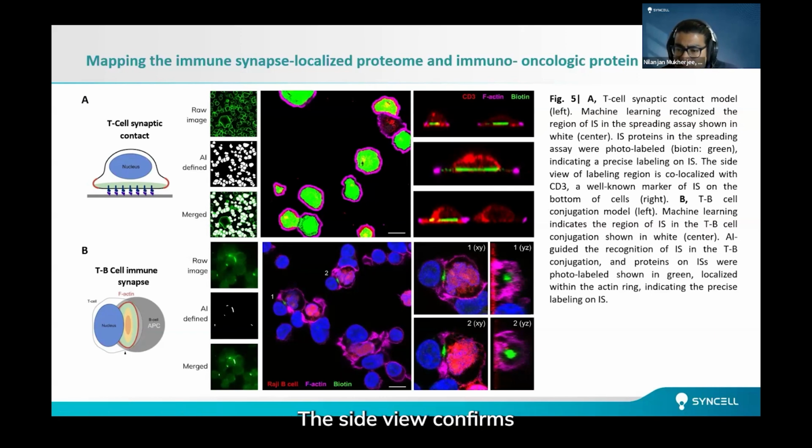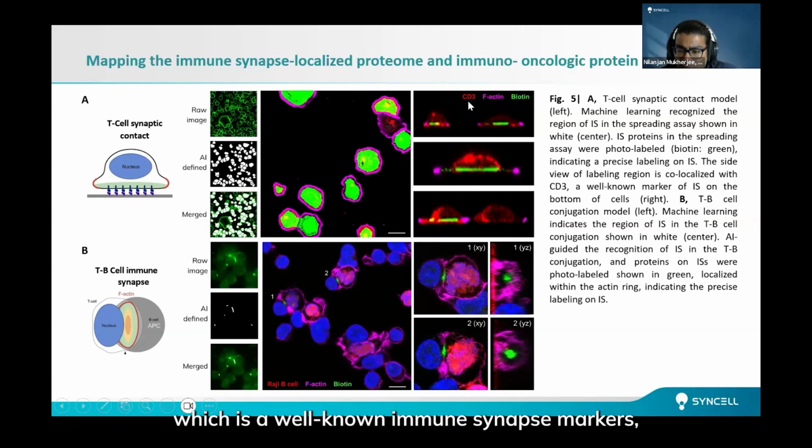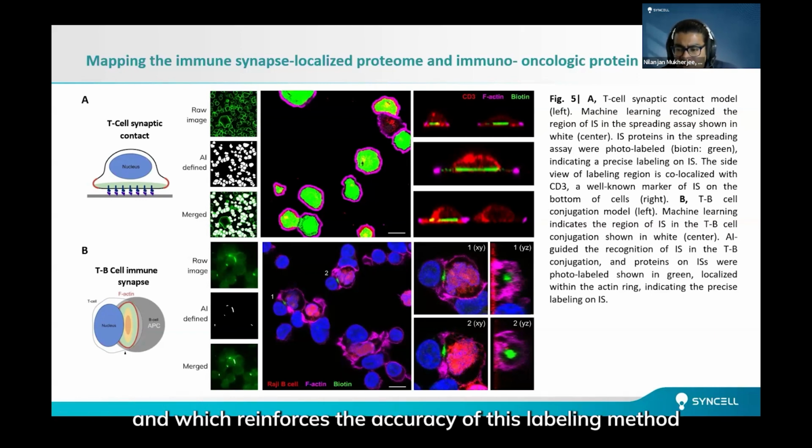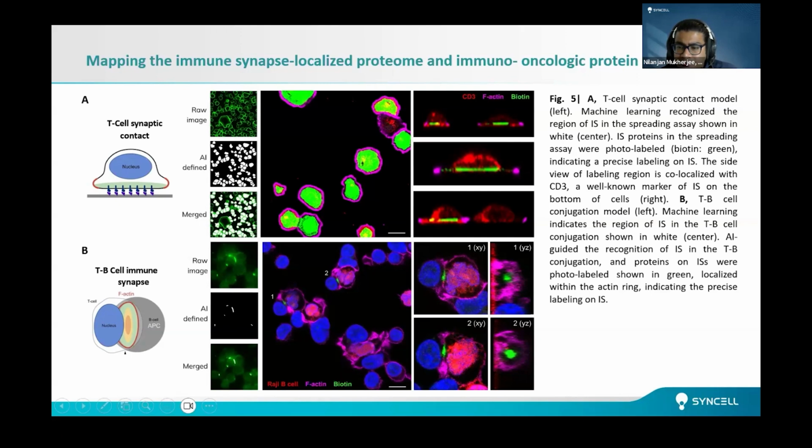And the side view confirms that the labeling region is co-localized with CD3, which is a well-known immune synapse marker, and which reinforces the accuracy of this labeling method in capturing key synaptic proteins at the bottom of the cells.